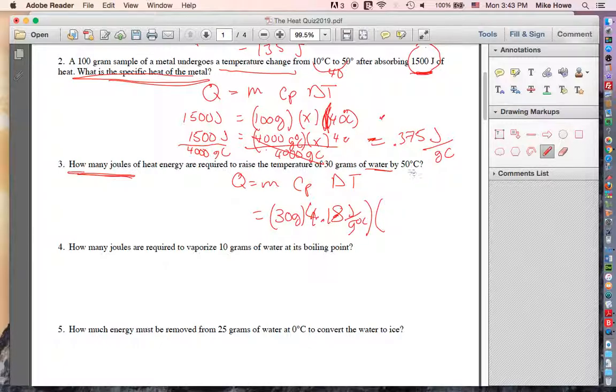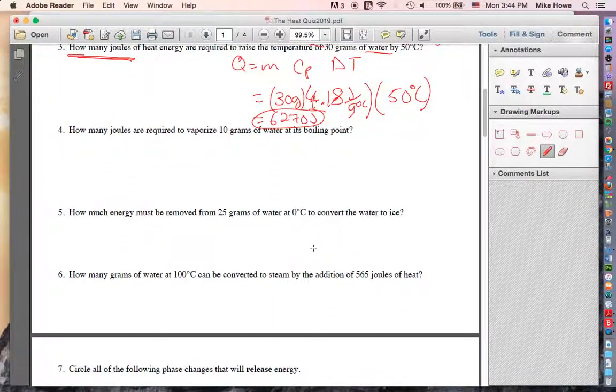And what was the change in temperature again? It's 50. Because it just says you're going to raise it by 50, so you don't even have to subtract this time. It just tells you what you're going to raise it by. So you multiply those three numbers together: 30 times 4.18 times 50. Answer: 6,270. All right, so that's the answer to that one.